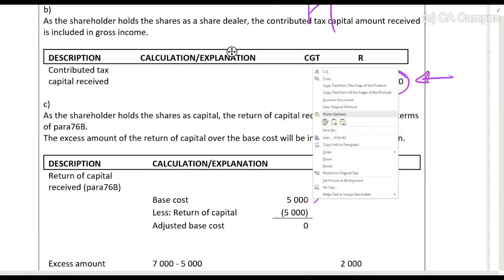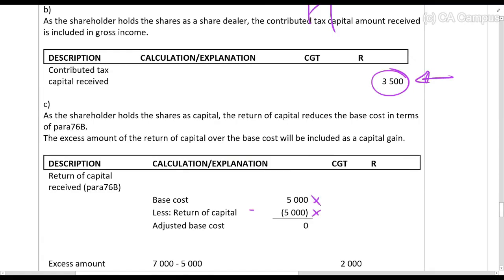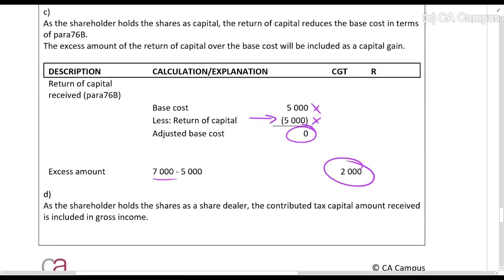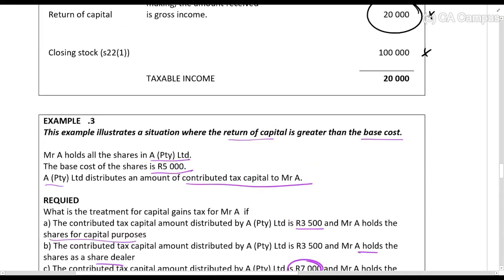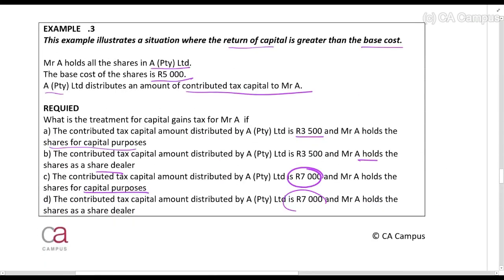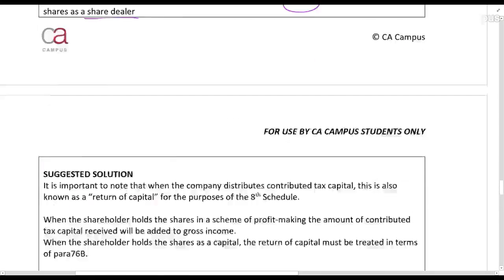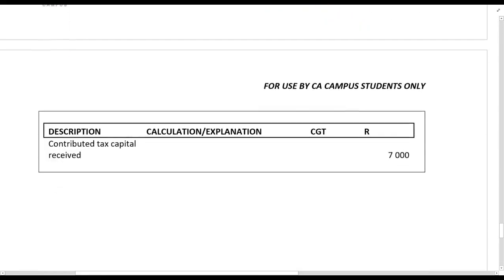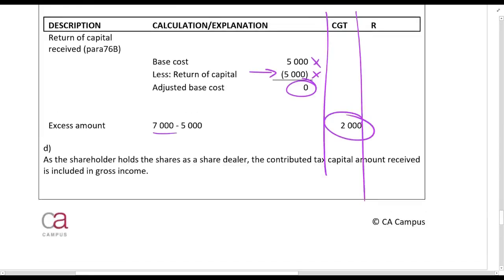5,000 is our base cost. 7,000 needs to be deducted, but you can't have a negative base cost. So that excess is CGT. Look at that, goes into my CGT column. And then D, what happens if it was 7,000 and Mr. A is a share dealer? Then it just gets into our rands column. And that is paragraph 76B.